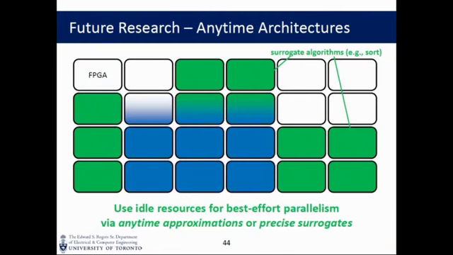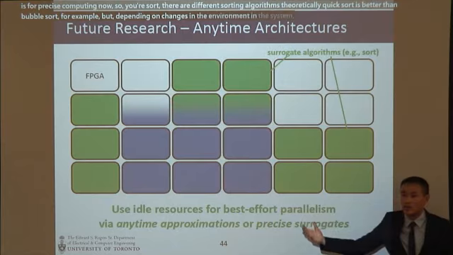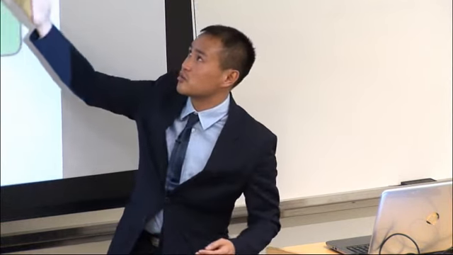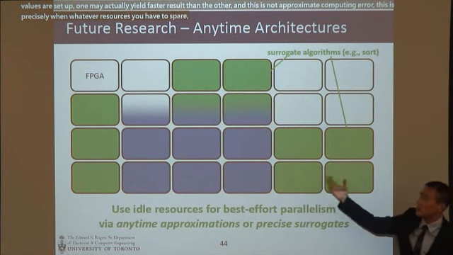Or if it's not for approximate computing, you could have surrogate algorithms. And this is for precise computing now. Say you sort. There are different sorting algorithms. Theoretically, quicksort is better than bubble sort, for example. But depending on changes in the environment and the system, or depending on the way your initial values are set up, one may actually yield a faster result than the other. And this is not approximate computing error, this is precise. So with whatever resources you have to spare, in a best effort manner, you use them to compute surrogates and minimize your tail latency for your computations.